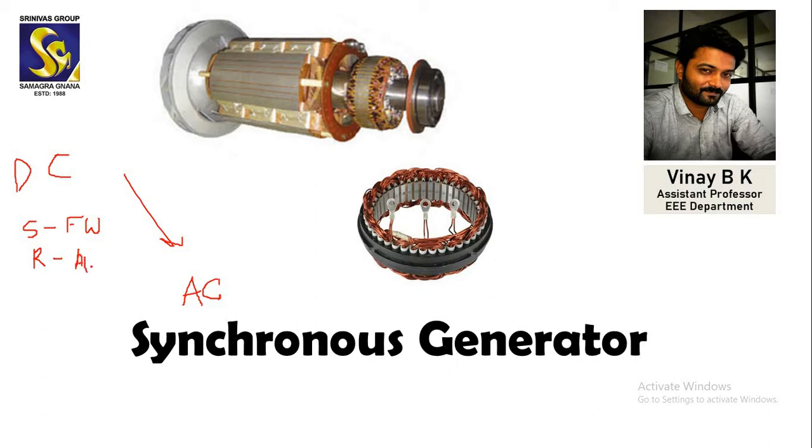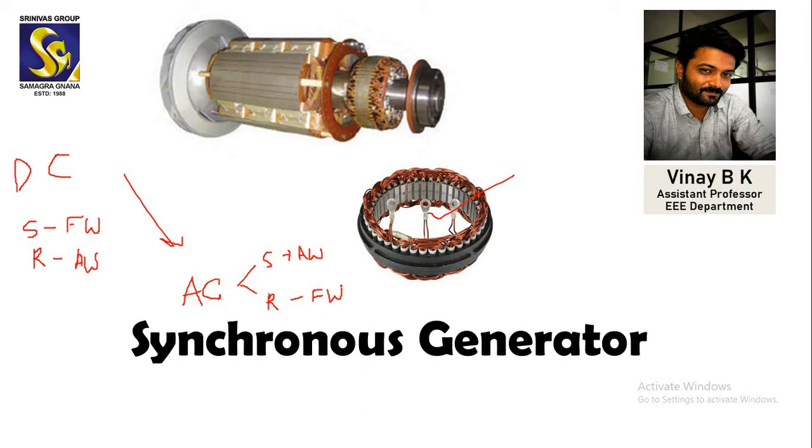The difference is that in an AC machine also there are two constructional parts. One is a stationary part, and the other is a rotating part, the rotor. But in this AC machine, the stationary part is the armature winding, which acts as the stator, and the field winding acts as the rotor.